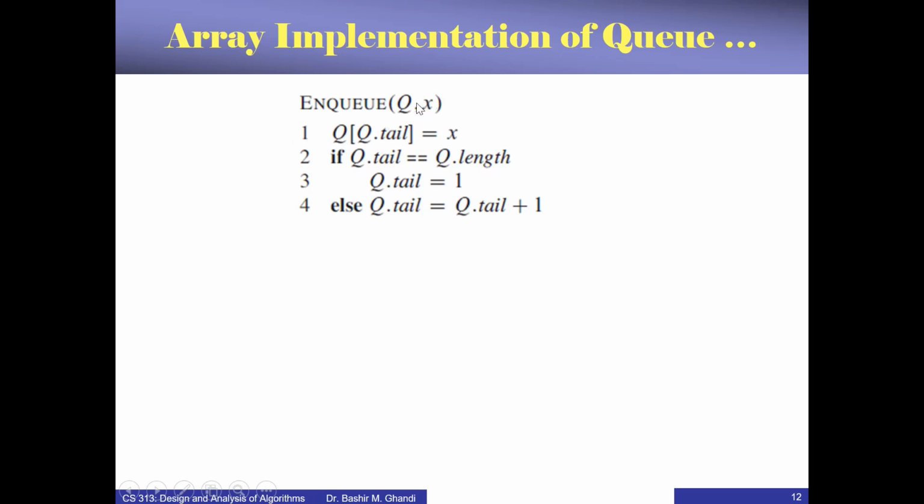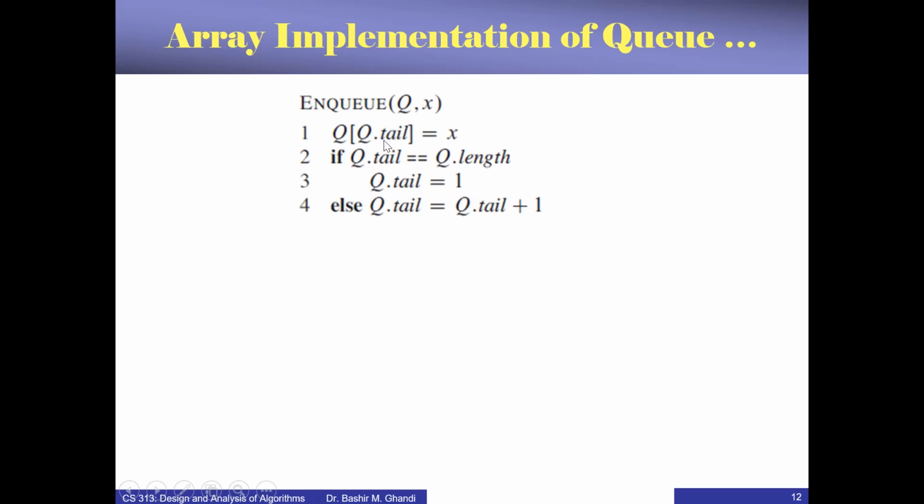We want to enqueue a new element onto the queue. So here we already have a location pointed to by q.tail. That's where we want to store this new element x. So you just say q at q.tail becomes x. But you shouldn't stop there, because now you need to update q.tail.